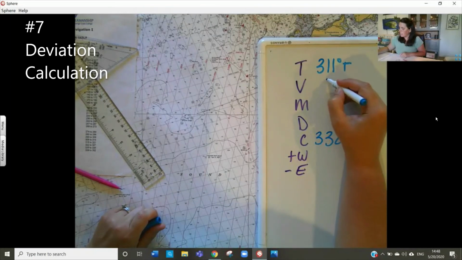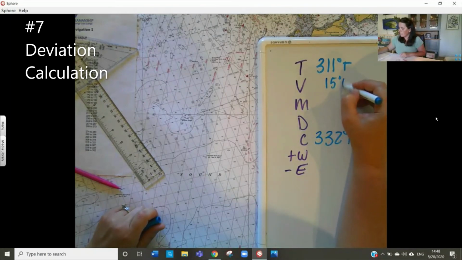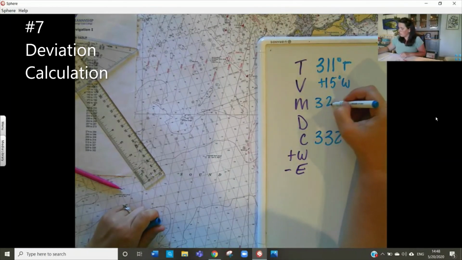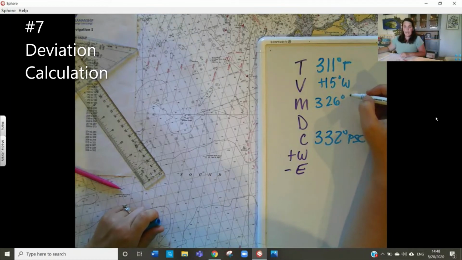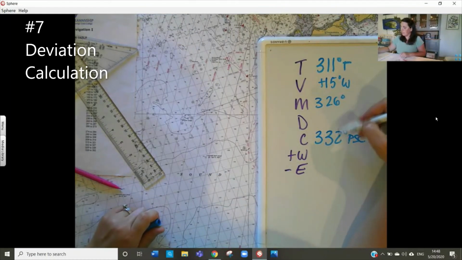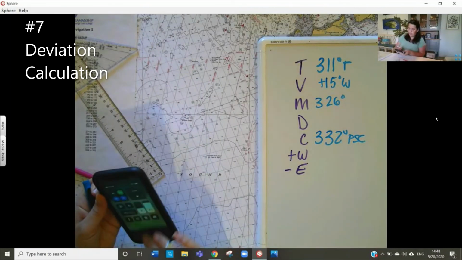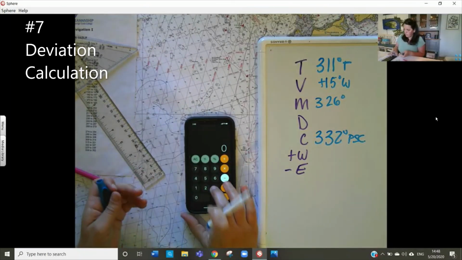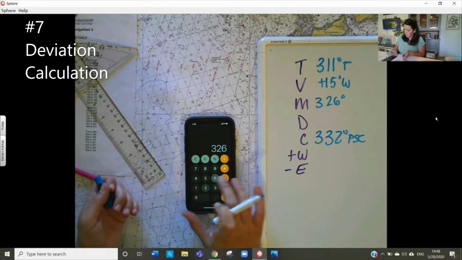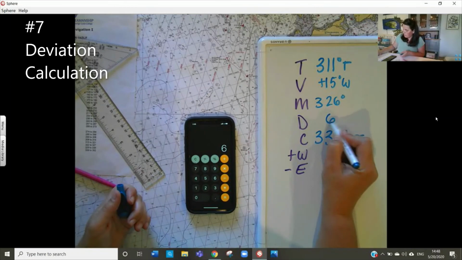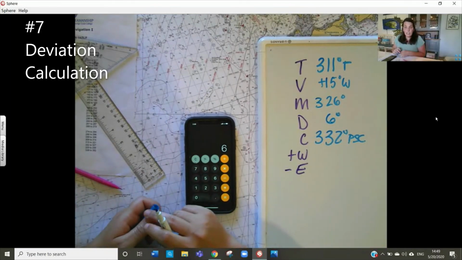I have my variation of 15 degrees west. So we're going to be adding that. And we get 326 degrees. And now I need to get the difference here between magnetic and compass. So I am going to get my difference. I have 6 degrees. Now I need to determine if that's east or west.